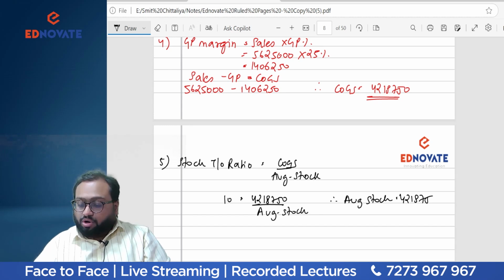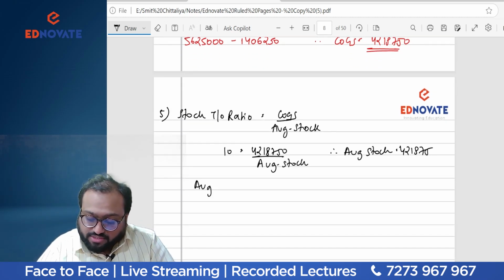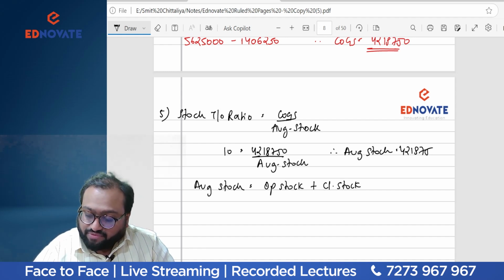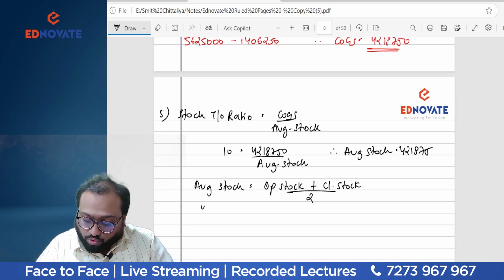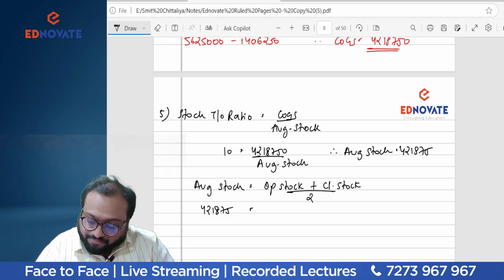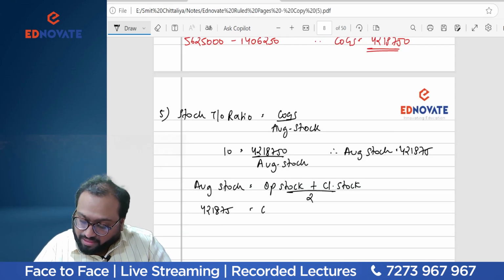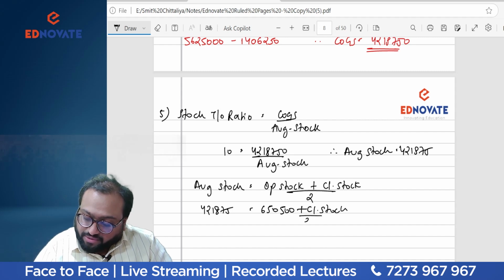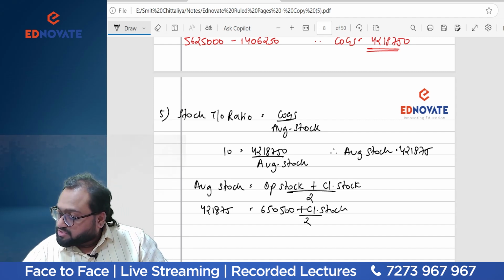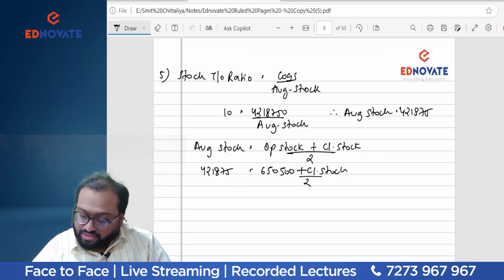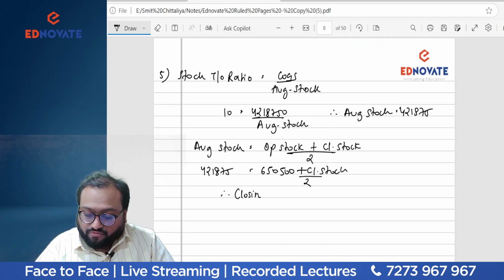And I have opening stock. How do you get average stock? Average stock is opening stock plus closing stock divided by 2. Now average stock is 4 lakh 21,875. Opening stock as given in the question is how much? 6 lakh 50,500. 6 lakh 50,500 plus closing stock divided by 2. So if we solve this, we'll get a closing stock of how much? 1,93,250. Yes, sir. Wow, very nice.